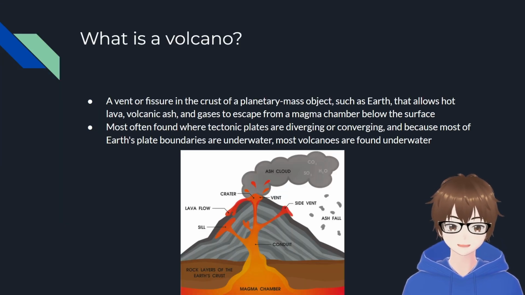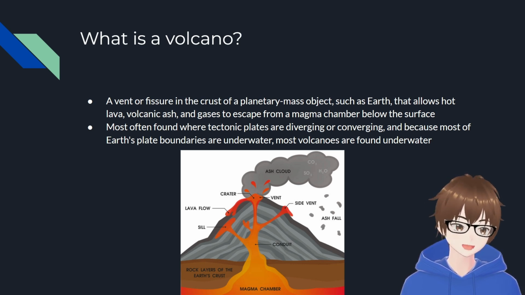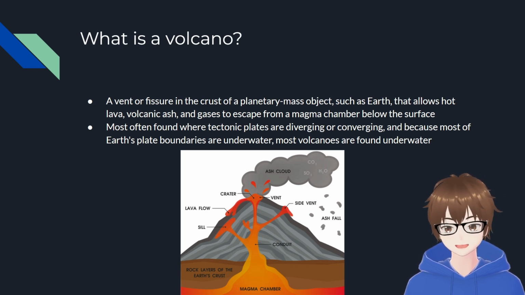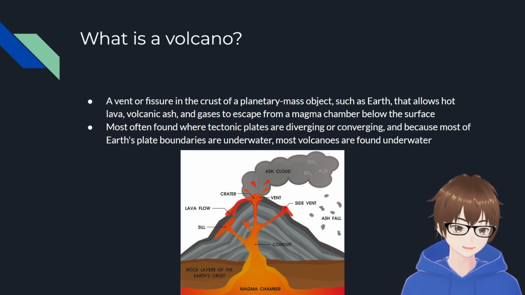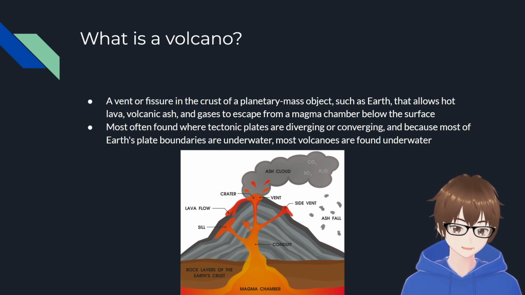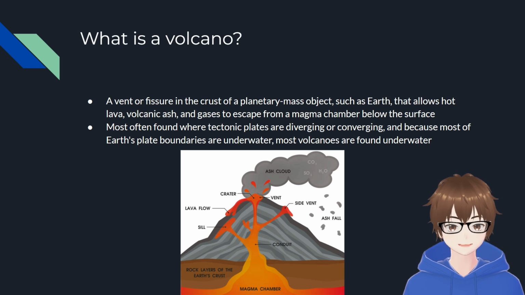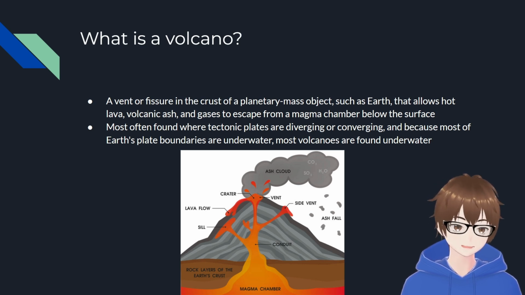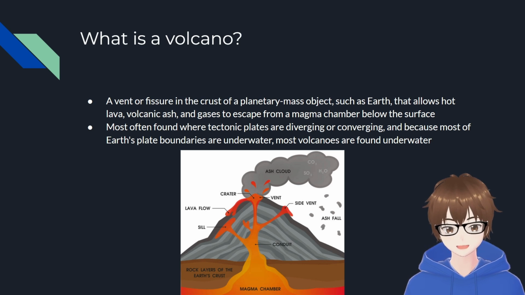So, first off, what is a volcano? Well, I'm sure most of you kind of know. It's basically a hole in the ground, lava comes out. Yeah, that's basically a volcano. But it is a vent or fissure, or a hole in the ground, in the crust of a planetary mass object, so like Earth, and it allows hot lava, volcanic ash, and also certain gases to escape from the magma chamber below the surface. Most often, they are found where tectonic plates are diverging or converging. We'll go over that later. And because most of the Earth's plate boundaries are underwater, most volcanoes are found underwater.